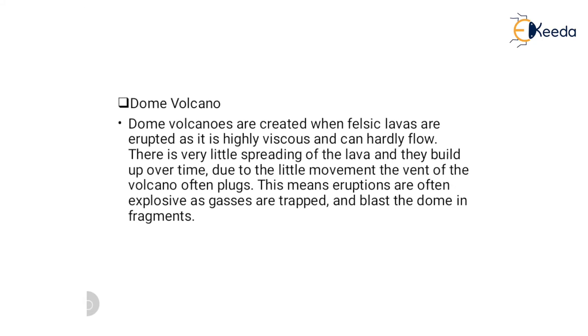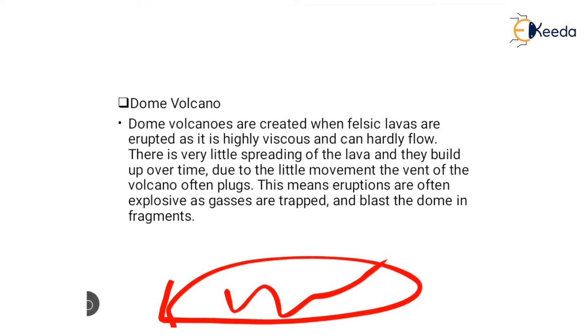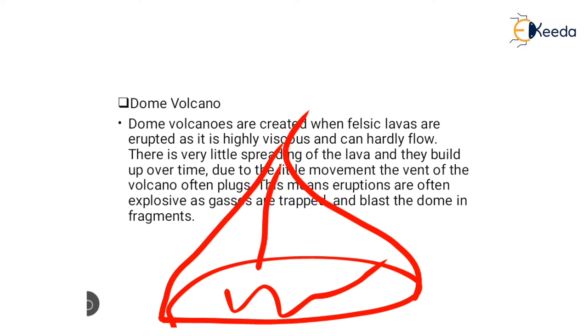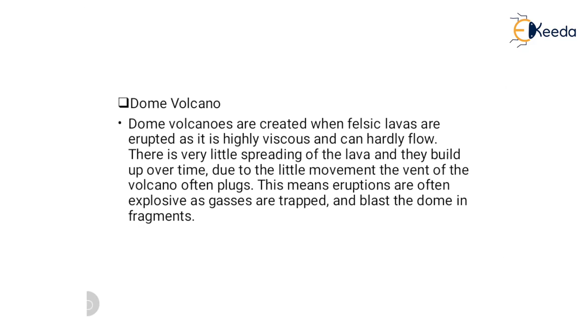See, then dome volcano. See, this is the magma chamber. It contains a high amount of gases, and because of the pressure the overlying material starts to get uplifted and forms fractures, and material comes out between the fractures in that cone shape. So this type of structure is developed, called a dome volcano.